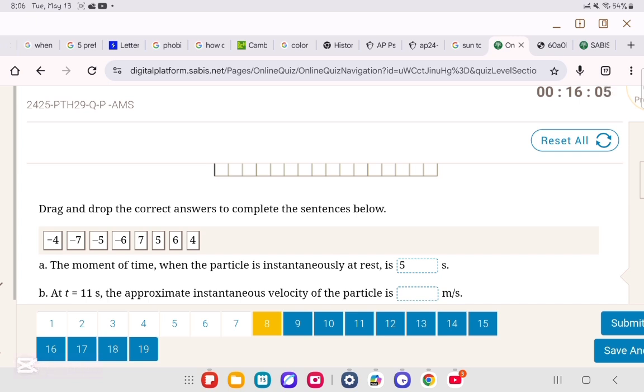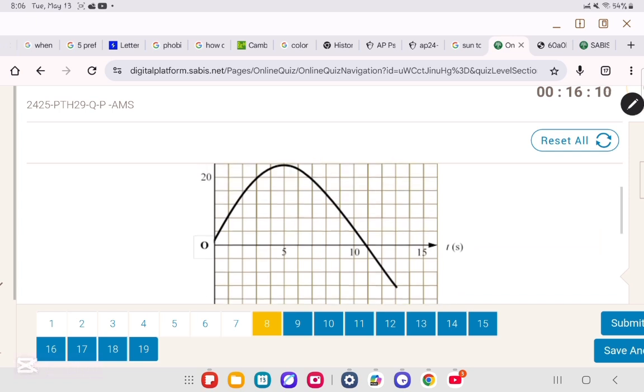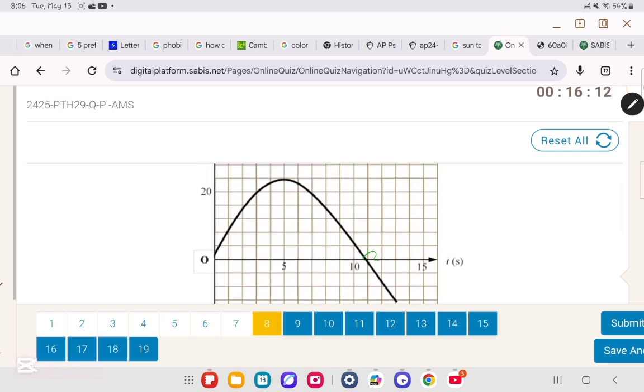At time 11 seconds, the approximate instantaneous velocity of the particle. So at time 11 seconds, we'll need to draw the tangent from 11. So please do not mind my drawing, because I'm drawing on my tablet. So something like this. Hold on, let me try to draw it much better.